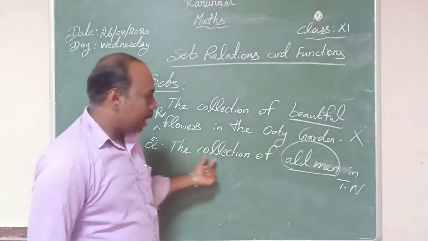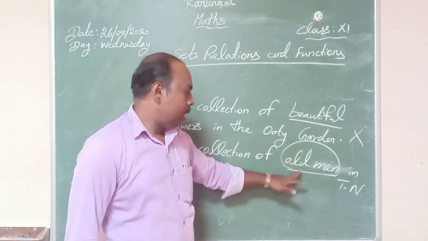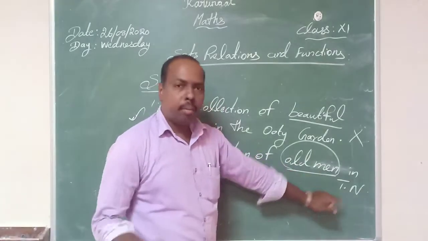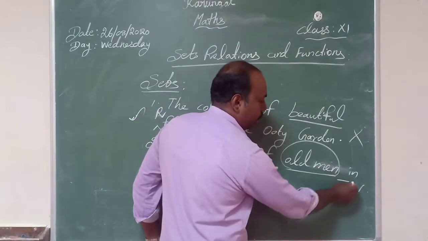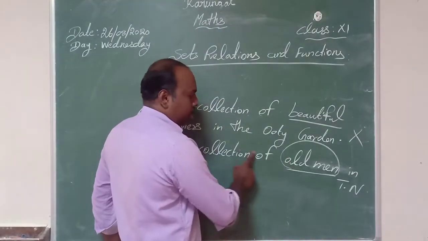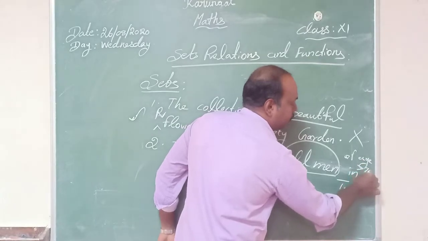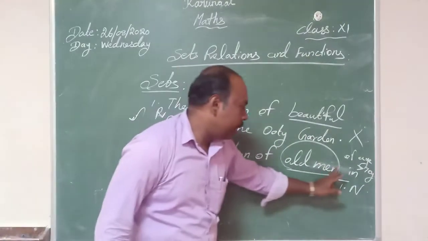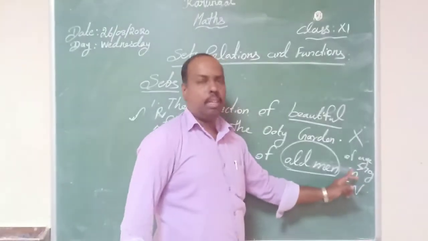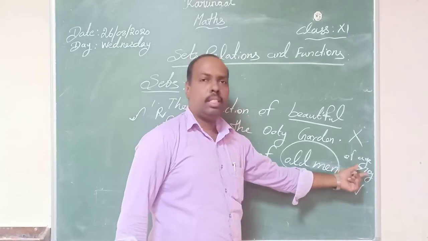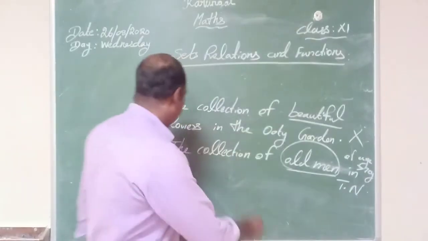Now come to the second example. The collection of old men in Tamil Nadu. Already I said old men is not well defined. Person to person it will be different. So I am going to change this. I can write the collection of old men of age greater than 70 years in Tamil Nadu. Now it is a set, am I right? Greater than 70 years, generally you will say he is an old man. So the collection of old men of age greater than 70 years in Tamil Nadu is a set.